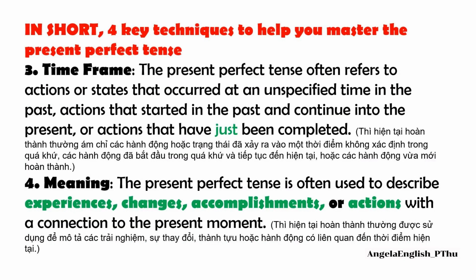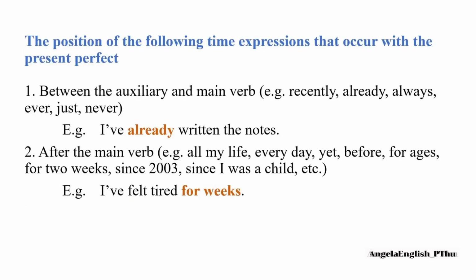3. Time frame. The present perfect tense often refers to actions or states that occurred at an unspecified time in the past, actions that started in the past and continue into the present, or actions that have just been completed. 4. Meaning. The present perfect tense is often used to describe experiences, changes, accomplishments, or actions with a connection to the present moment.